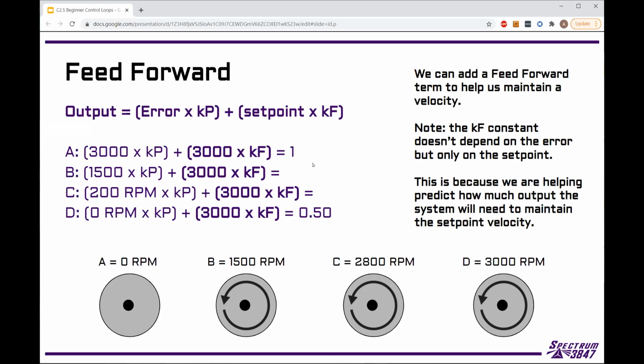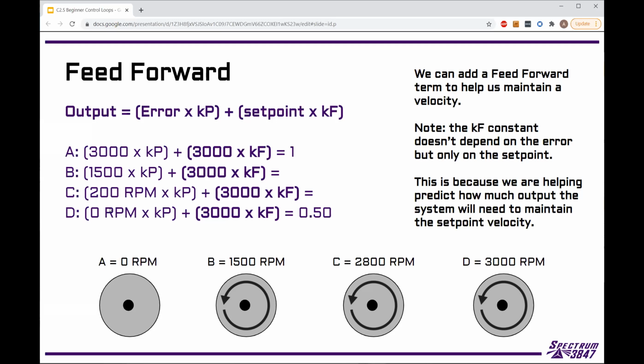So if these are the kind of rough values that we want, so if roughly we think to spin at 3000 RPM, we need the motor to spin about 50% of its power output from the battery. We know it's about this much. And then anything else, we'll use the KP to adjust for.